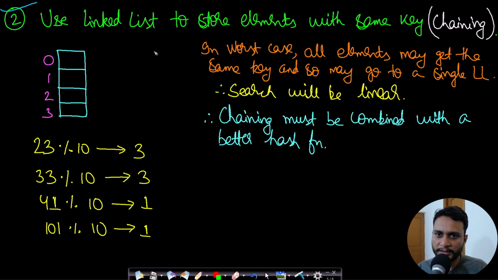Now the second technique is chaining. In this case, we will use a linked list to store the elements with the same key. Let's assume that this is our map having just 4 slots, 0 to 4, and our hash function is mod 10. Let's say we want to insert 23 into the map, then 23 mod 10 will be 3, so 23 will be inserted here, right? Again you want to insert 33 into the map, so it has key 3. Key 3 already has 23, so there is a collision, right?